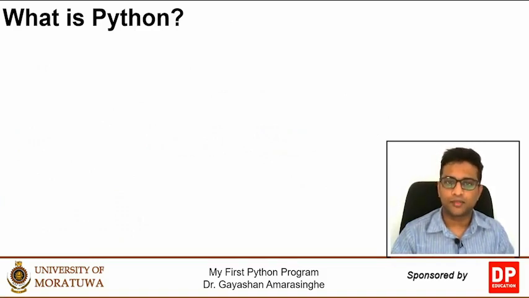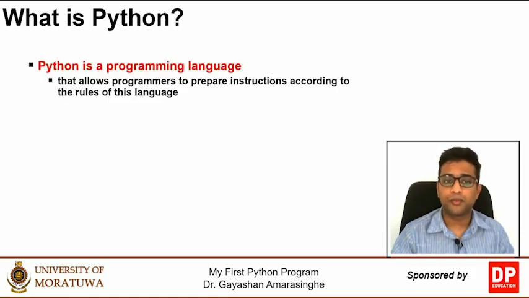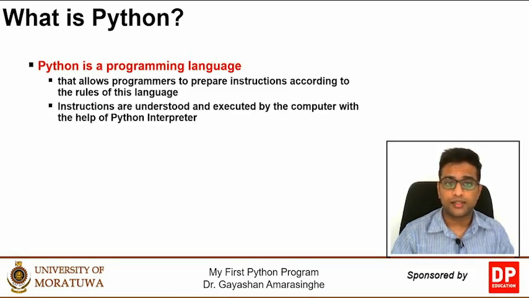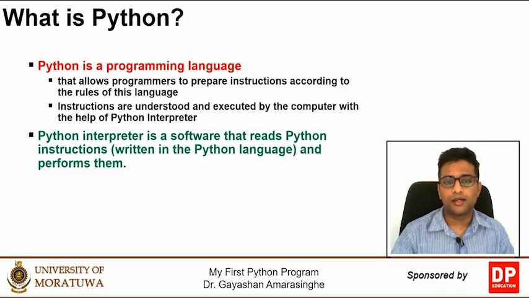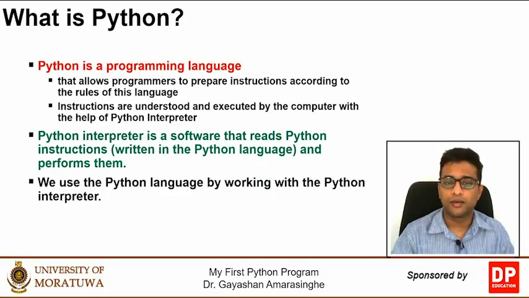So what is Python? Python is such a programming language that a computer can understand with some help. Python allows us, the programmers, a way to prepare the instructions we want to give to a computer using the rules of the language. These instructions are understood by the computer with the help of a tool called the Python Interpreter. The Python Interpreter is another program or software that reads Python instructions, also known as code, and performs or executes them on the computer. So we can use the Python language by working with the Python Interpreter. We are not going to discuss more details about the Python Interpreter in this session. However, if you are interested in learning about it further, please refer to the Advanced Python course modules.